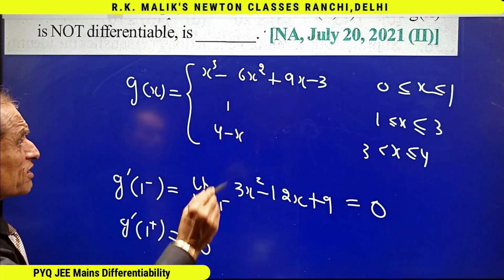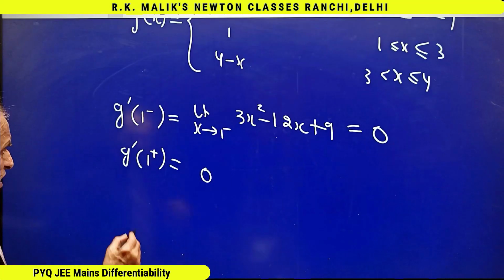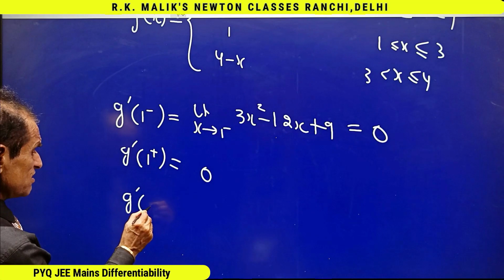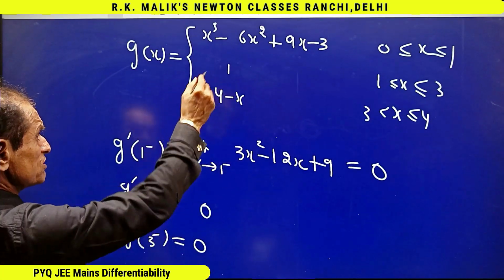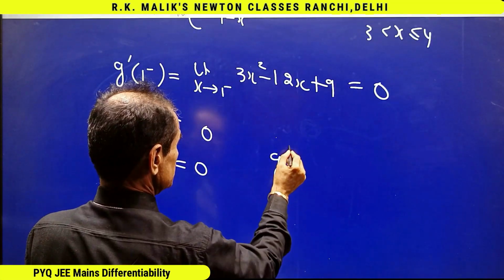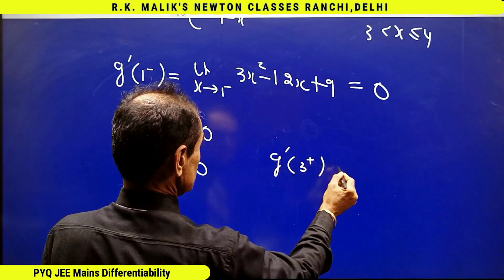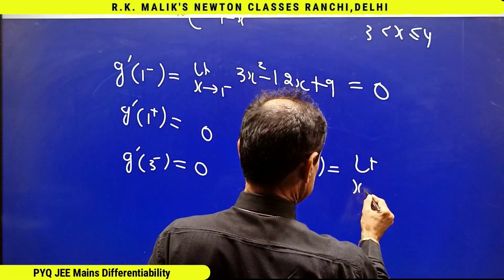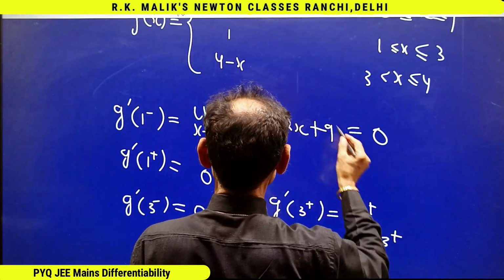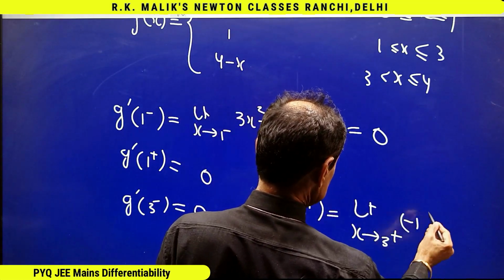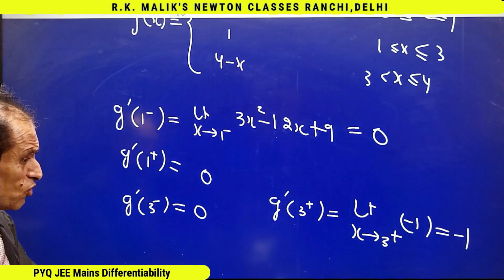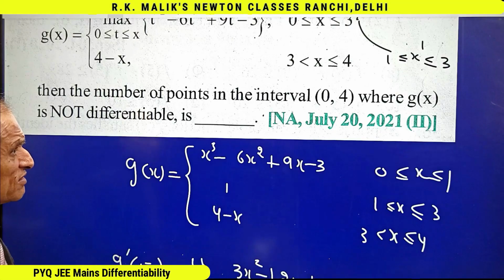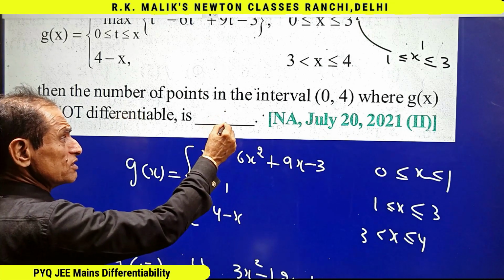And now for checking the differentiability at 3, it is clear that g dash 3 minus is 0 because the derivative of this is 0, and the value of g dash 3 plus is limit x tends to 3 plus, and the derivative of this is minus 1, hence the answer is minus 1. Therefore the function is non-differentiable at 3, hence there is only one point of non-differentiability, hence the answer to this question is 1.